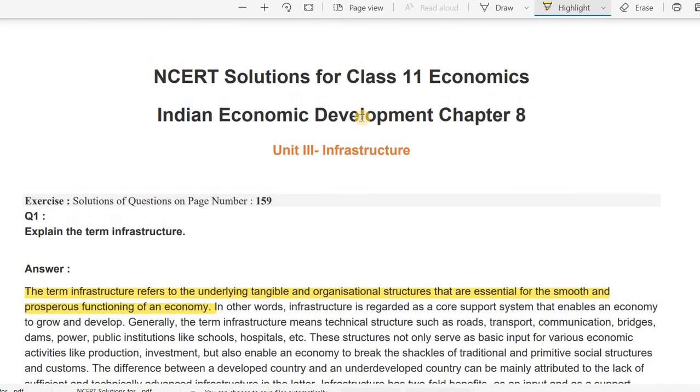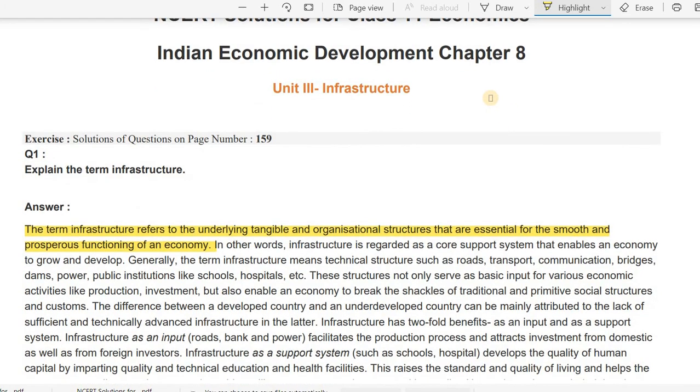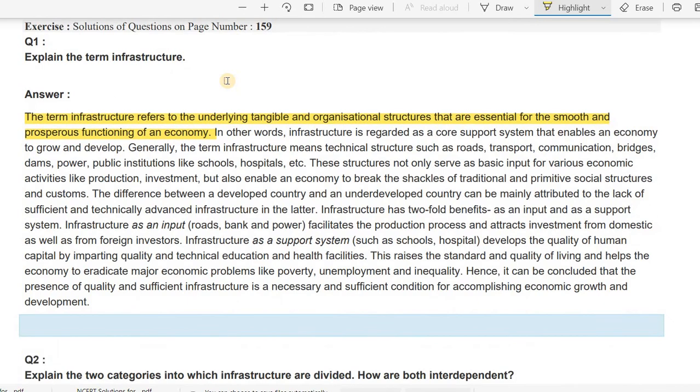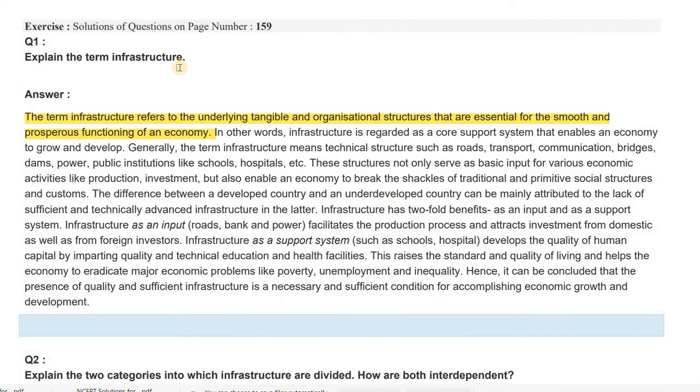Class, we can study Chapter 8, Indian Economic Development, Infrastructure, Question Answers. Okay, solutions of question and answers. Here, in the first question, explain the infrastructure.